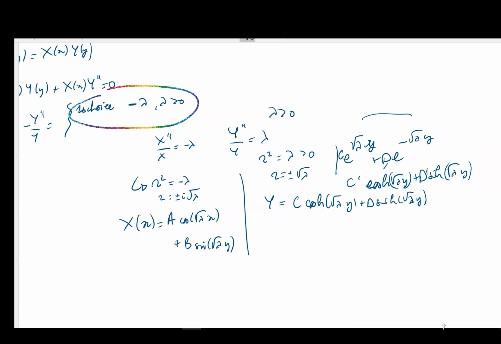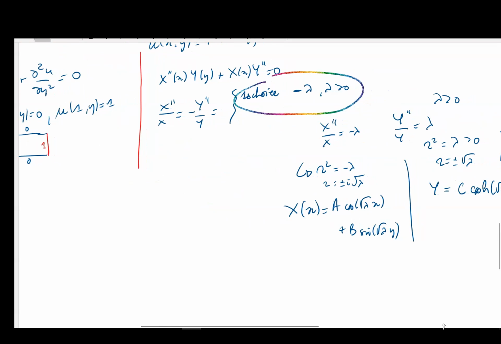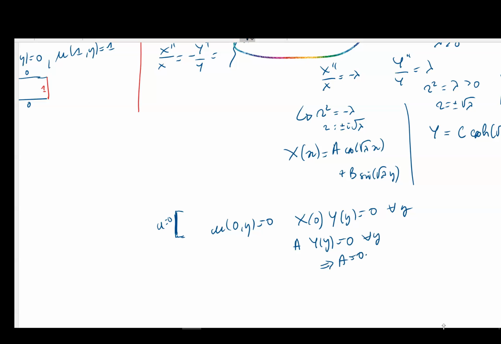Okay, what's happening then when I'm trying to plug in the boundary conditions? So remember, maybe we can start with the first one, u of 0, y, so the left side of my vessel is kept at 0. u of 0, y is equal to 0. What does that mean? It means that X of 0 times Y of y is equal to 0 for any values of y. So X of 0 being a, times Y of y is equal to 0 for all y. That means a is equal to 0.